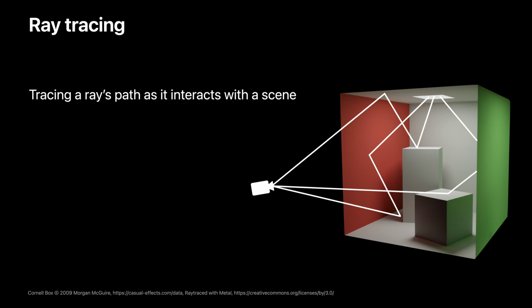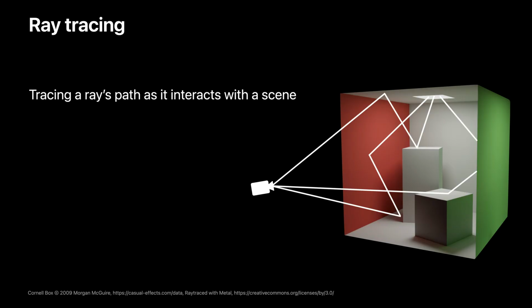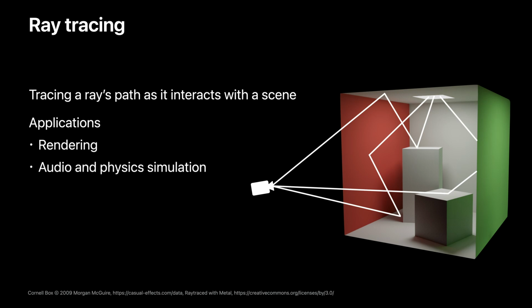Instead of processing meshes one at a time, in ray tracing, we build an acceleration structure that encompasses the whole scene. Once we have that, we can have the GPU trace rays from a point toward a given direction and find intersections. This gives us access to all the contextual scene information. Since ray tracing models ray interactions, it has applications beyond rendering too. It can be used for audio and physics simulation, collision detection, or AI and pathfinding.